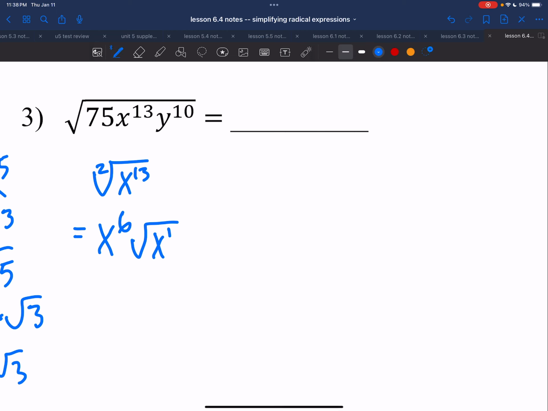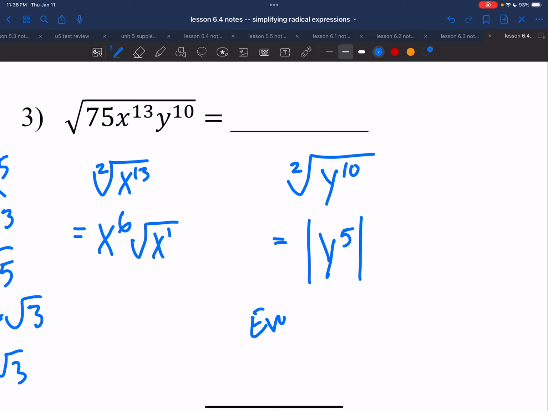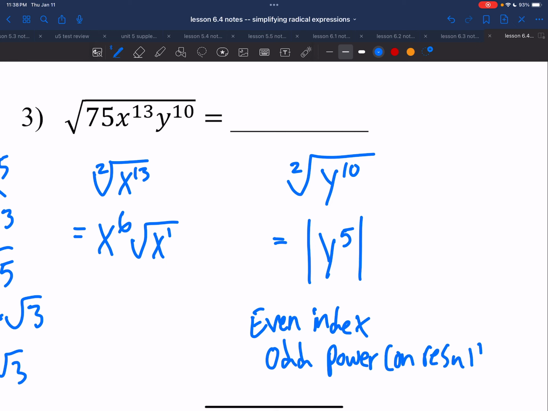Okay? So let's take the square root of y to the 10th. How many times does 2 go into 10 evenly? 5 times. So it's y to the 5th. But because that's odd, we put absolute value bars. Yeah? Even index, odd power, on the result, I should say. And so that's why that's there.